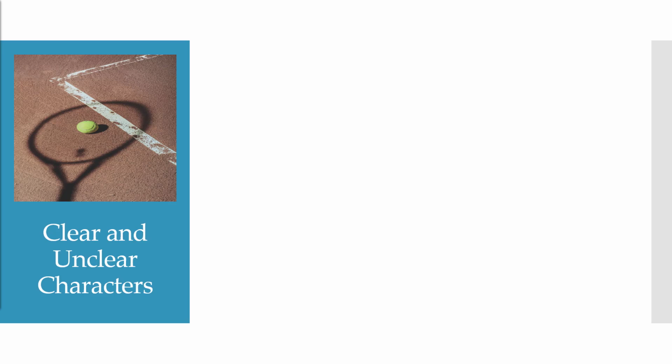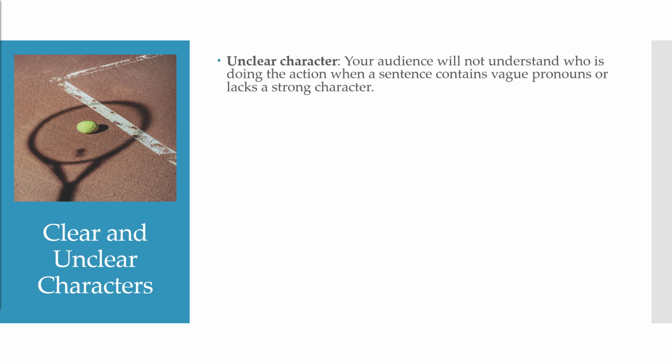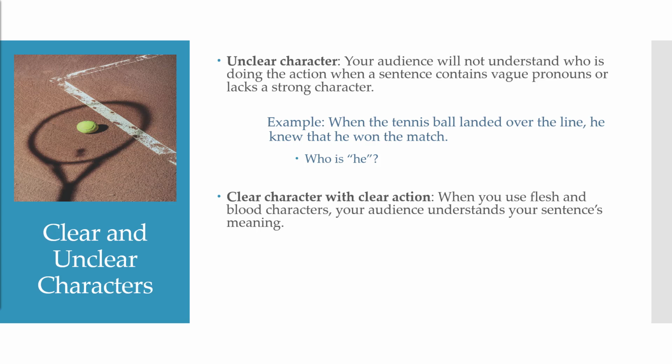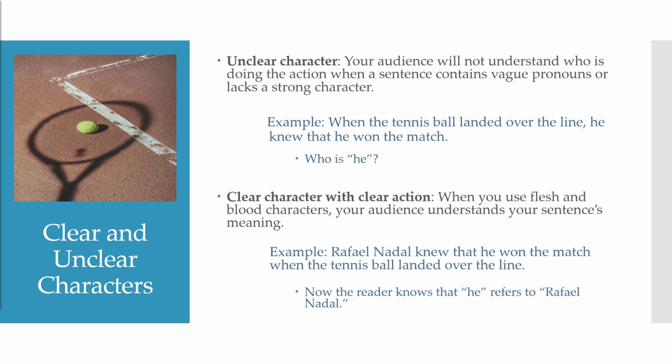Regardless, when you're choosing your characters, make sure you use pronouns wisely. You want to avoid unclear characters. If your sentence contains vague pronouns or lacks a strong subject, your audience will not understand who is doing the action. For instance, when the tennis ball landed over the line, he knew that he won the match. Who is he? However, when you use flesh and blood characters, your audience understands your sentence's meaning. In our sentence above, let's add in a character. Now the sentence reads, Rafael Nadal knew that he won the match when the tennis ball landed over the line. The reader now immediately understands that he refers to Rafael Nadal.